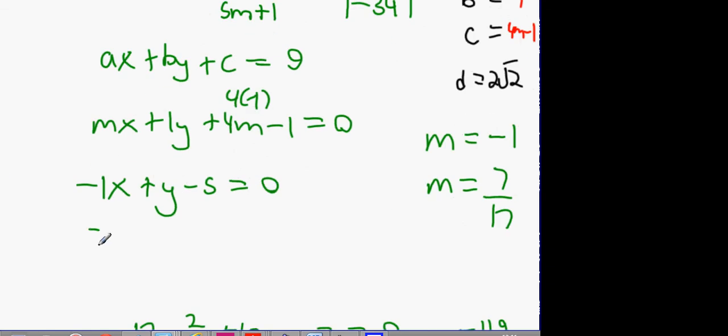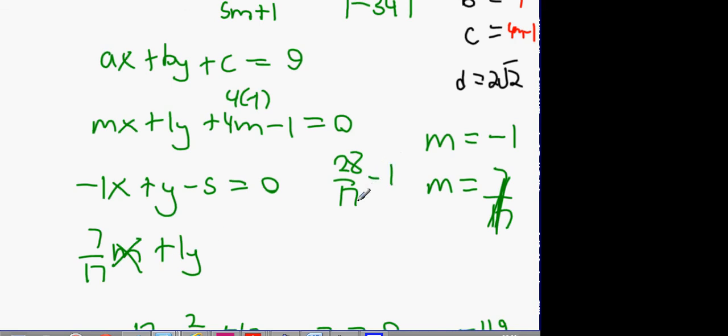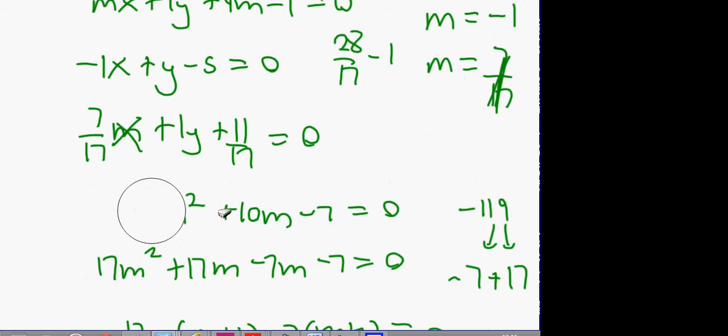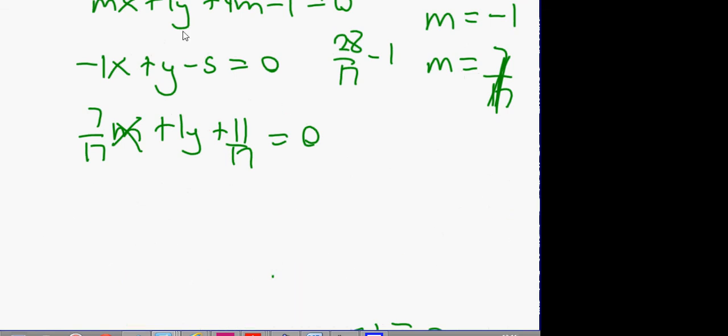It's going to be 7 over 17 m, plus 1y. Now what's 4 times 7 over 17? That's 28 over 17. Yeah, 7 over 17x plus 1y. 28 over 17 minus 1 is going to be 11 over 17. Okay? And then what you can do here is you can multiply both sides by 17. You can get rid of it. And what you get is 7x plus 17y plus 11 equals 0.